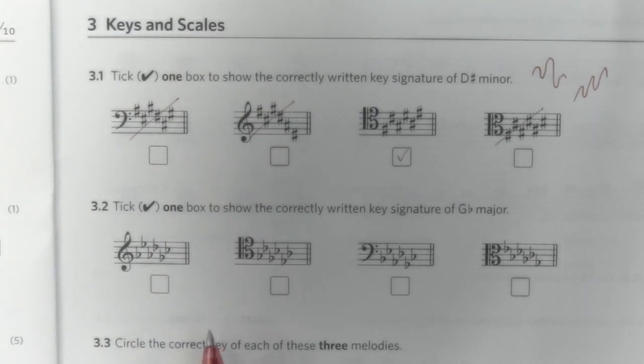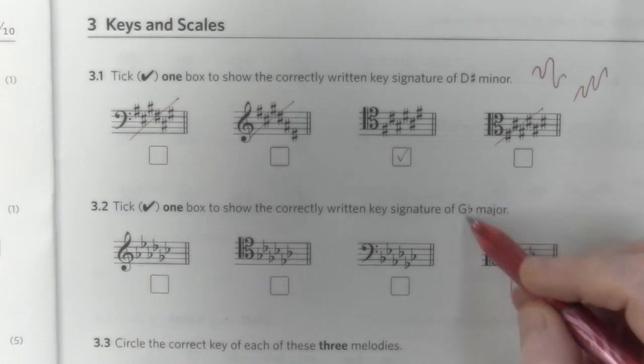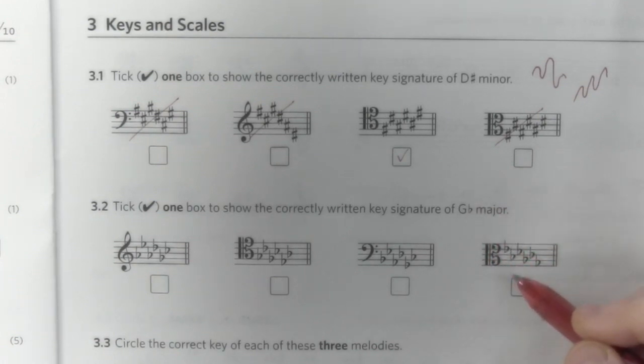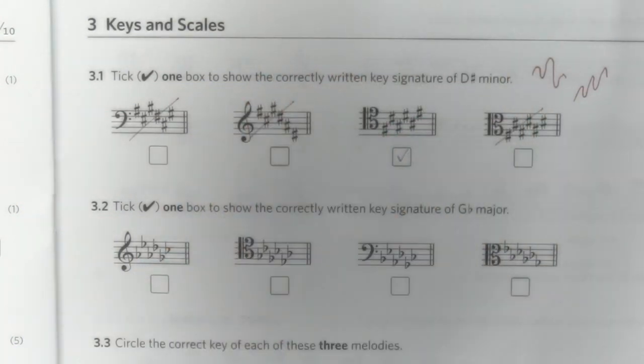Let's move on to the flat key signatures. G flat major has 6 flats, and we know this because the penultimate flat is G flat. So Si, Mi, La, Re, Sol, Do. Okay? We add another one.